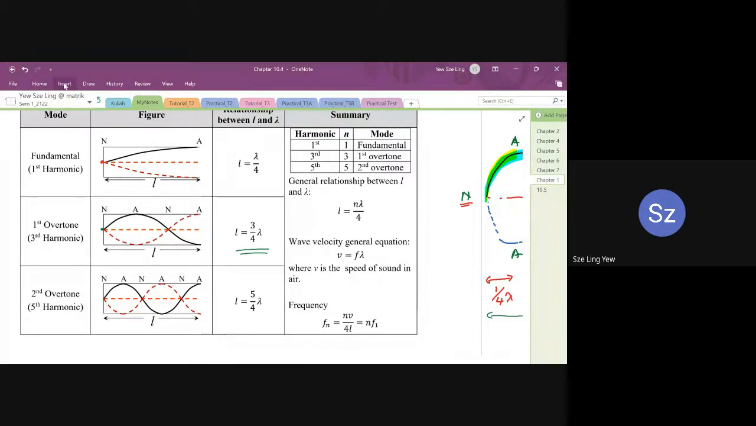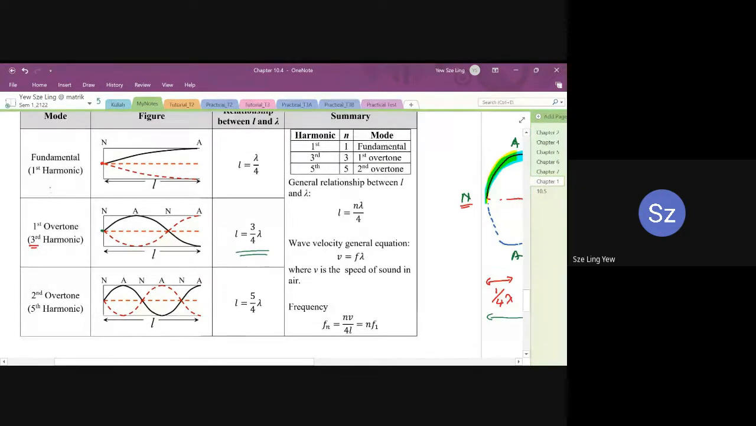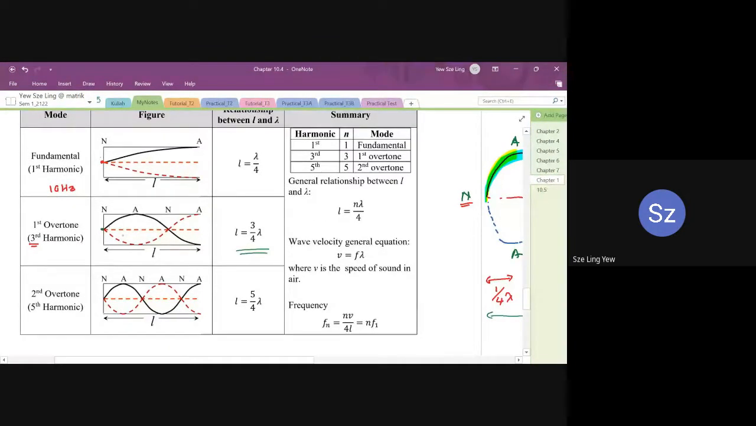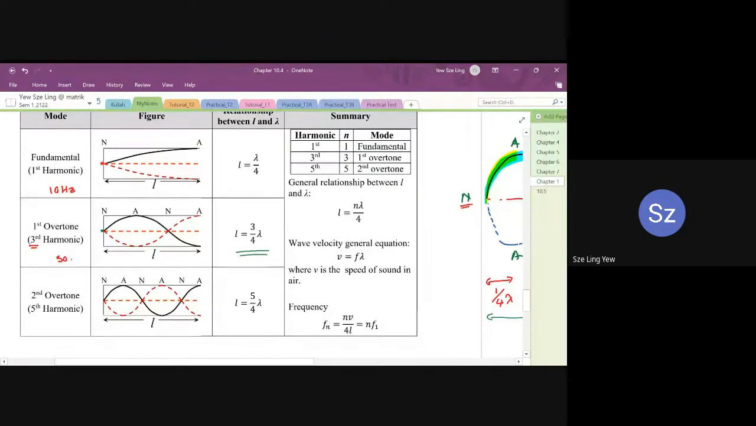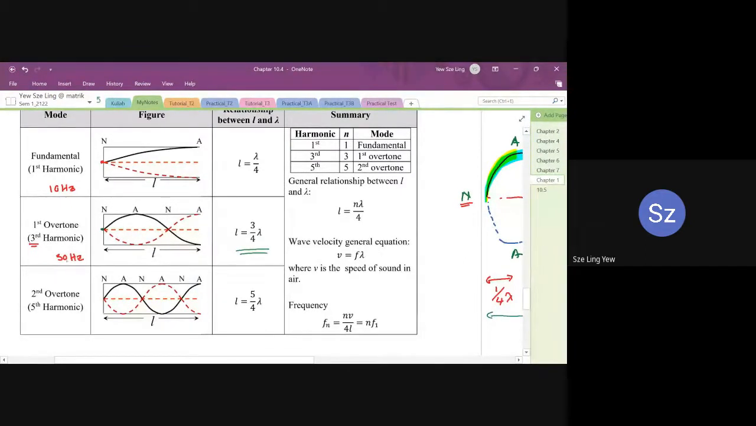The second resonant frequency we call the first overtone. But if you look at the value, it is 3 times the fundamental frequency. That's why we call it the third harmonic. The second time you obtain an overtone, it is 3 times your first harmonic. So maybe the fundamental frequency is 10 hertz, and then your second resonant frequency is 30 hertz. That's why we call it the third harmonic.